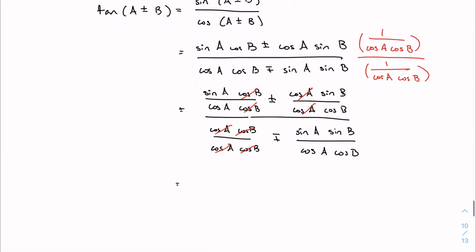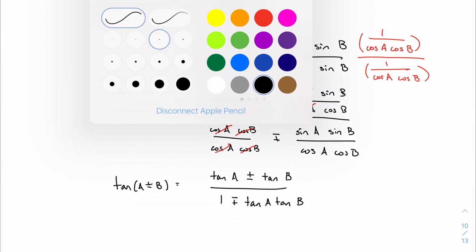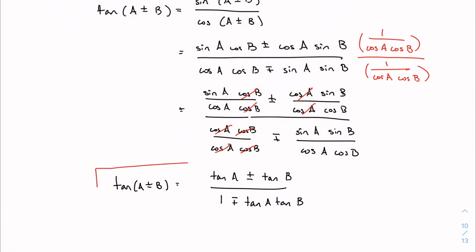However, sine over cosine is tangent, so this is tangent A. Sine over cosine is tangent, this is tangent B. Everything cancels out, 1. Sine over cosine is tangent, tangent A, tangent B. So here is my sum and difference formula for tangent.